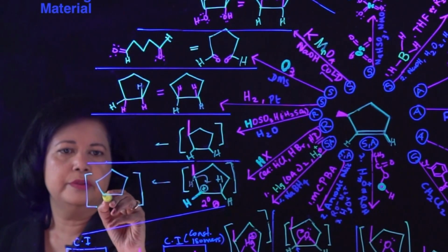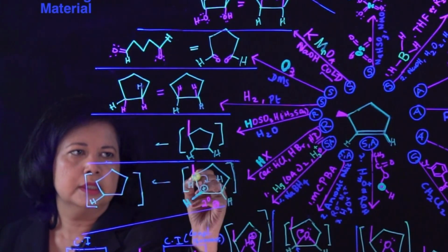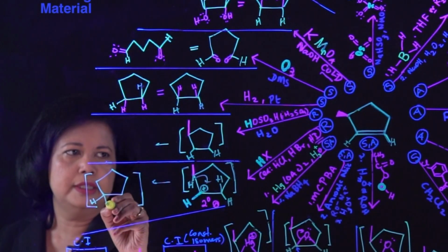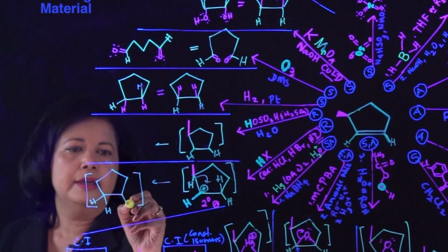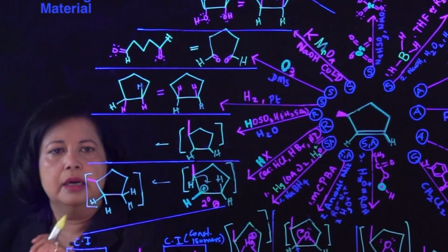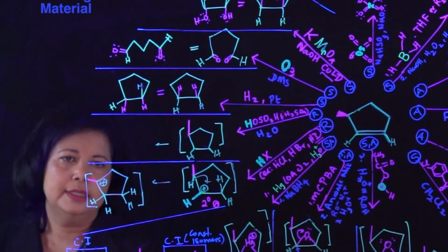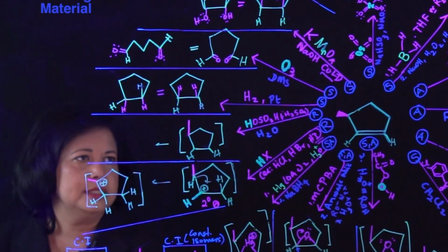And so now you have two hydrogens here. It rolls over with the hydrogen, and we did this before. And here is a positive charge now on the carbon that has the methyl group. So that's flat now. What's the next step?